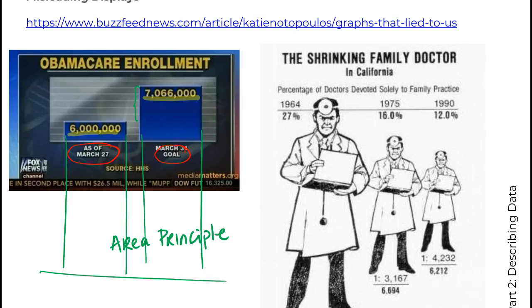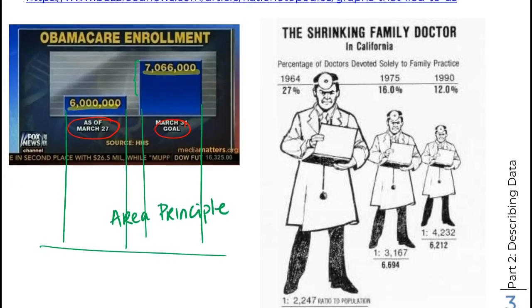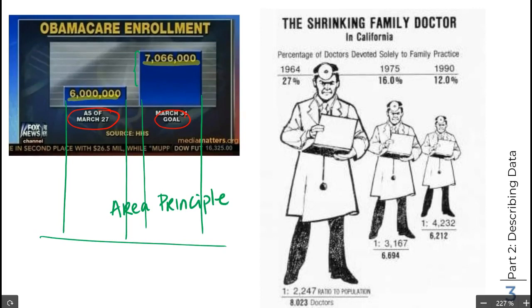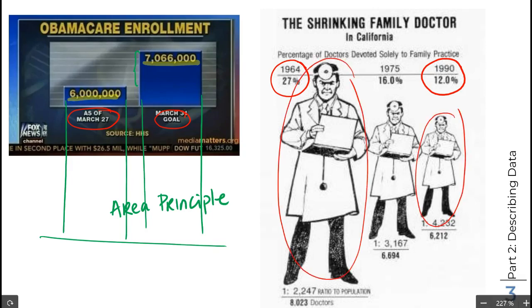That is also being violated in this graph to the right, where you see the shrinking family doctor. If you actually look at these percentages, in 1964, 27% of doctors were in family practice, whereas by 1990, only 12% of doctors were in family practice. But if you look at these little scary doctor figures, this doctor looks like a quarter of the size of this one, right? When if we actually dive into the numbers, that is less than half, but this one does not look less than half, because they're thinking of it just from head to toe when we're seeing the whole area of this creepy doctor graphic.